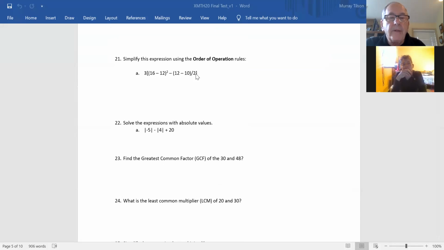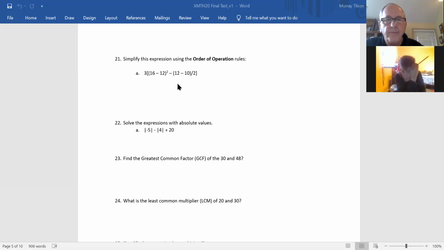It would be 2 divided by 2, which would be 1. So you'd have 3 times 4 squared minus 1. So 4 squared is 16, minus 1 is 15. 15 times 3 is 45. So it ended up being 45. Again, you just use the rules of order of operations, like you said, Pembroke, and do it that way.